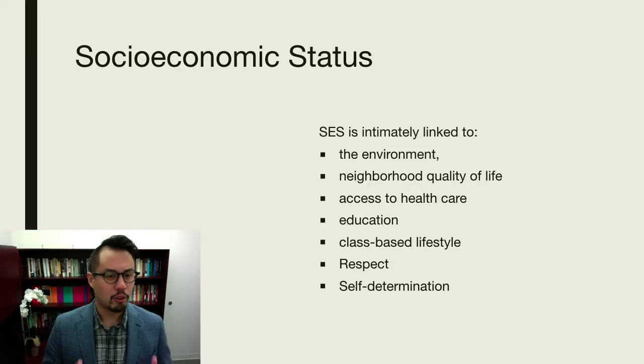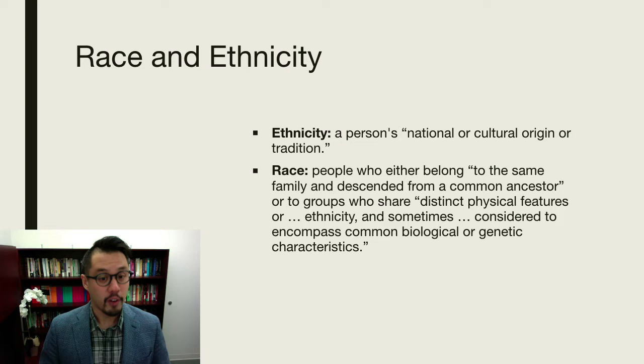We have seen that socioeconomic status is intimately linked to other social determinants, such as the environment, neighborhood quality of life, access to healthcare, education, lifestyle, respect, and self-determination. Today we will complicate the picture slightly by zeroing in on the relationship between race and socioeconomic status, and then return to some of the issues of justice we have talked about in previous sessions. But before we can go any further, it is important to define some concepts.